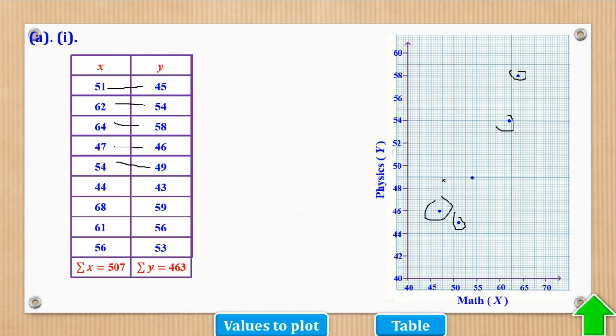54 with 49 to give you that. 44 with 43 to give you that. 68 with 59 to give you that. 61 with 56 to give you that. And lastly 56 with 53 to give you that. So we have drawn a scatter diagram.